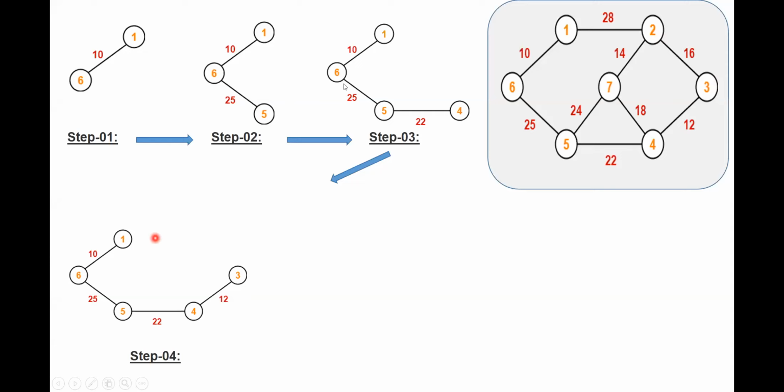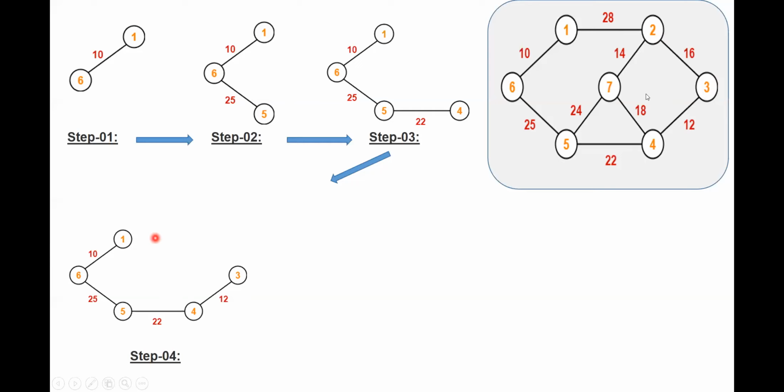From 1, okay, from 1 I can reach 2 with the edge cost 28. From 5 I can reach 7. From 4 I can reach 7, correct? So all the other options are there.